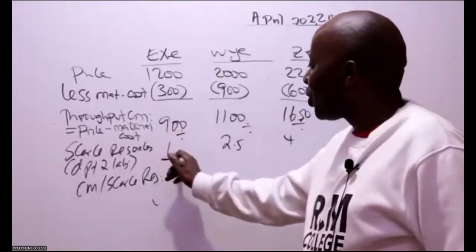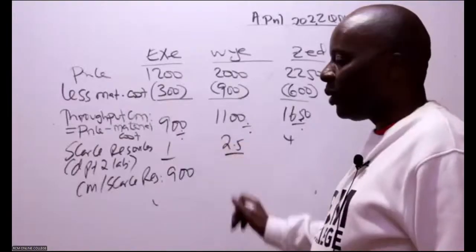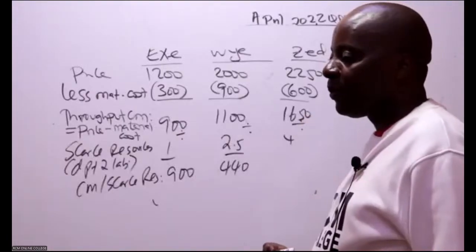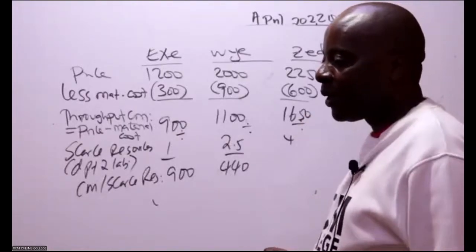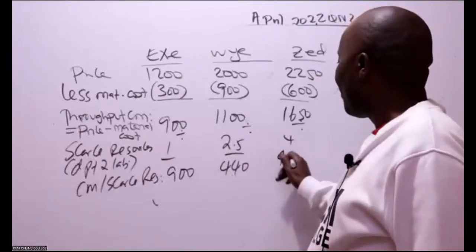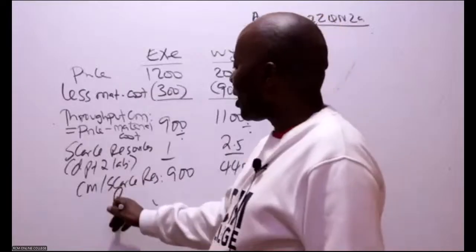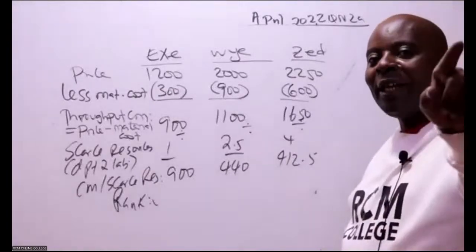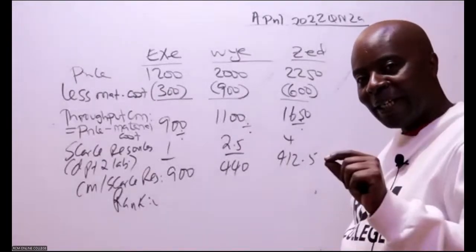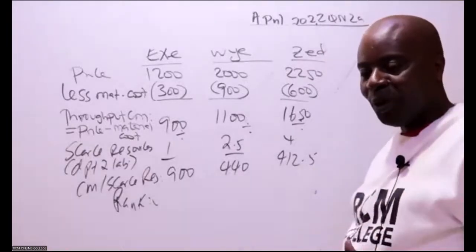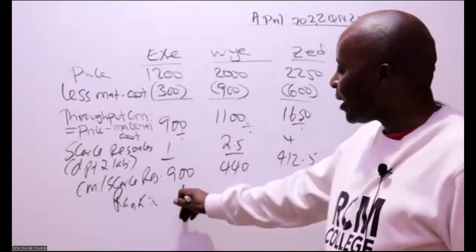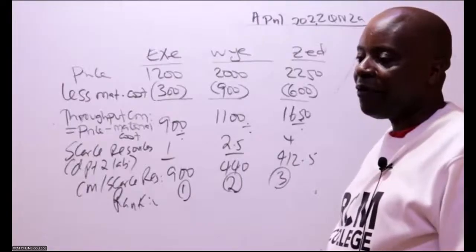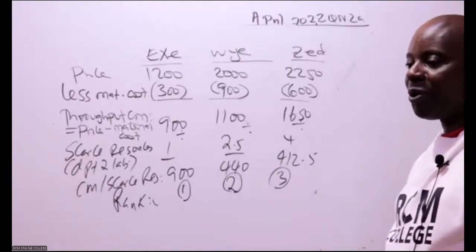The first one, divide this. This will be 900. This divided by this will be what here? 440. Then lastly, 1,650 divided by 4 is 412.5. So please go ahead and rank them. I always love it whenever the examiner gives you the key limiting factor in part 1 and the limiting factor by throughput method as number 2. It becomes very easy. I can see this is the highest, number 1, number 2, number 3.